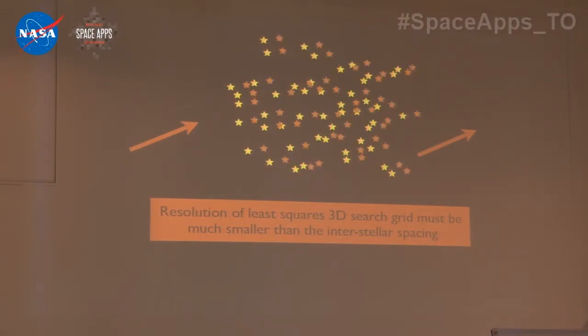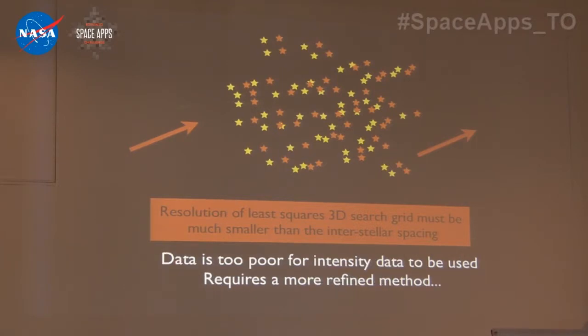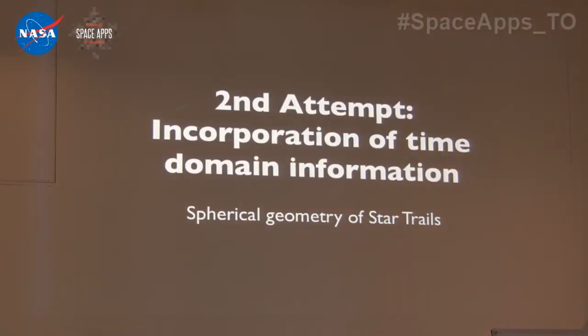And this means that more than 10 to the 12 image centers must be searched, and you have to perform 10 to the 12 least squares optimization problems. And this is obviously not possible. And the data is too poor for intensity data to be used in the image, so it really requires a more refined method. So that's where our second attempt comes in, and that's the incorporation of the time domain information.